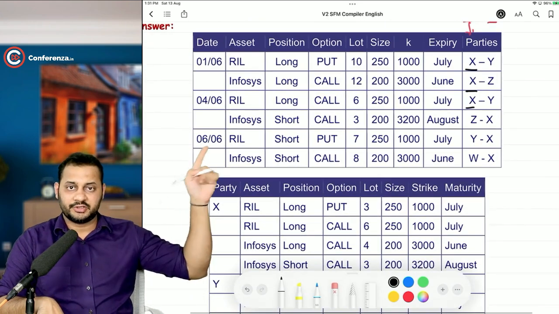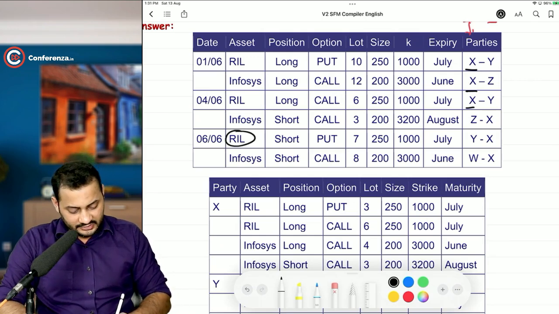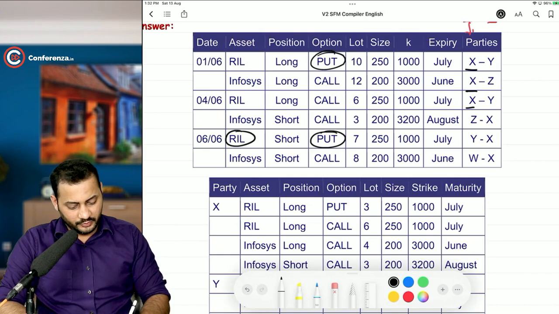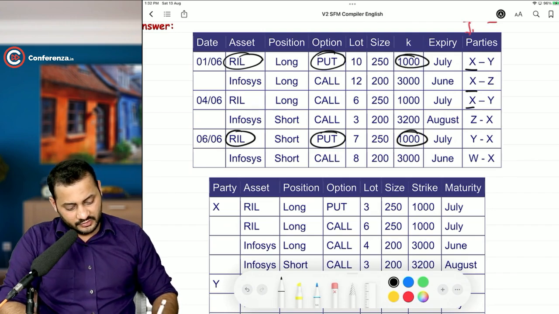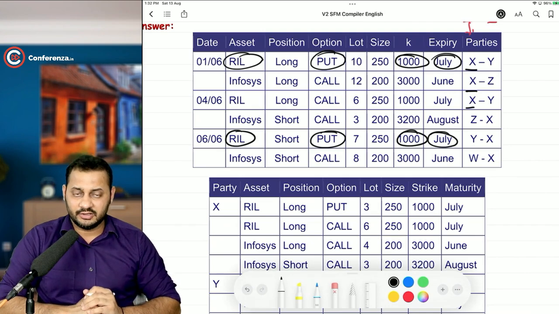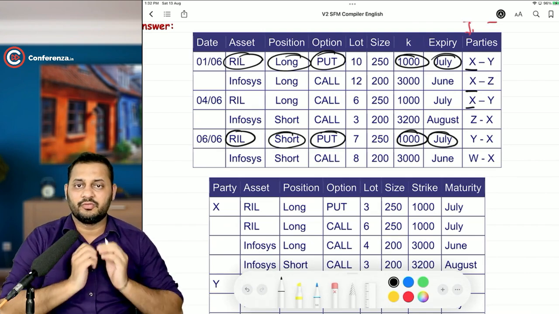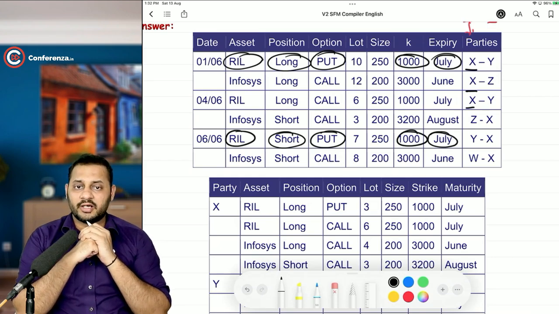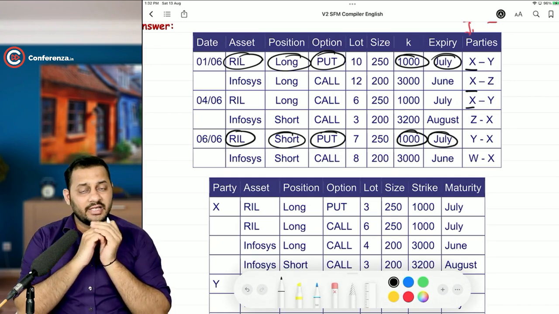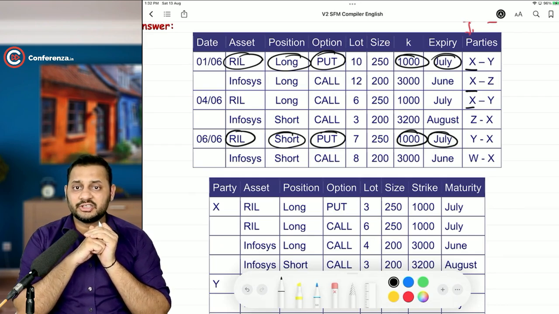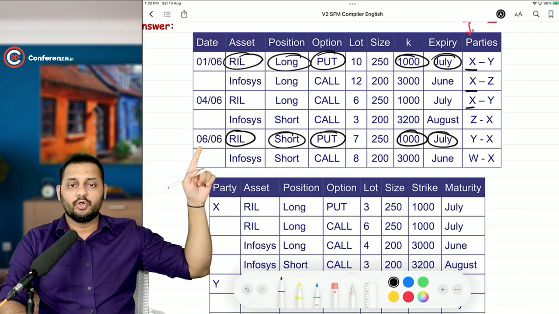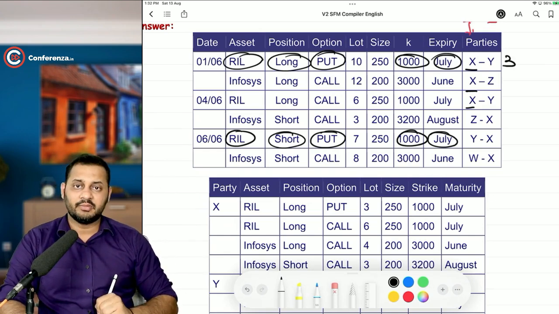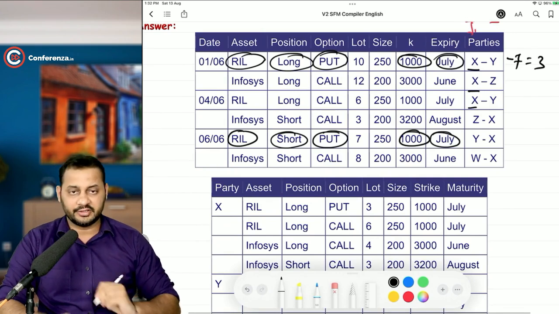Cool. Now, let's come to the 5th transaction. The 5th transaction is Reliance Industries Limited and it's a put option. We can match this. 1000 strike price, July and July. Everything is matching, and what we are doing is long and short. So we can set off, or reduce the number of contracts or the open interest. It means that the 10 contracts of put option that we had purchased on 1st June, now we are selling 7 of them on 6th June. So the open interest in this will remain 3. 10 minus 7 is 3.